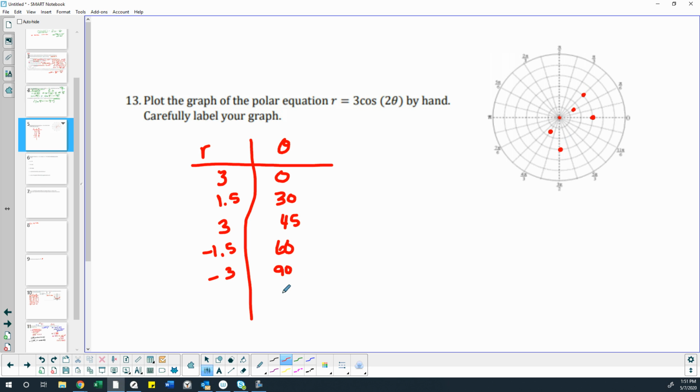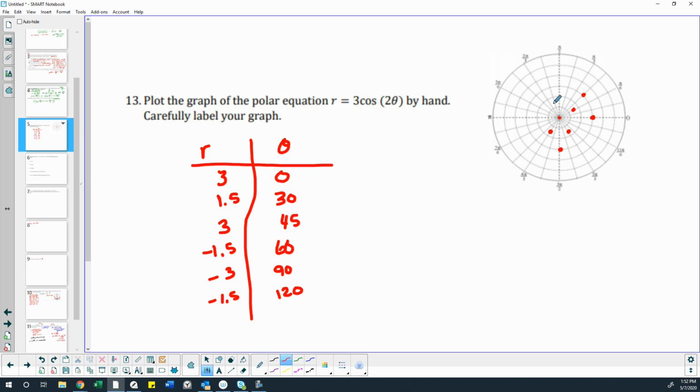Then I'm going to plug in 120, which means I'm doing the cosine of 240. And then I multiply that by 3, which gives me negative 1.5. So for 120, which is here, I'm going to go backwards 1.5, which is here. Anyway, we keep plugging in points.